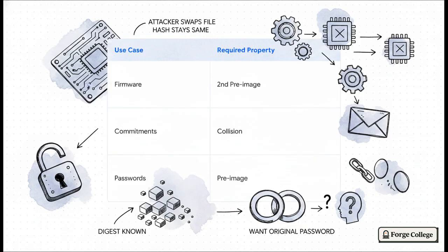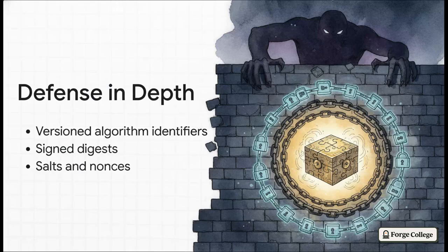That's a straight-up pre-image attack. So checking a firmware update requires totally different mathematical guarantees than storing a user's password. But relying on just a hash function alone? Not going to cut it. We need defense in depth.